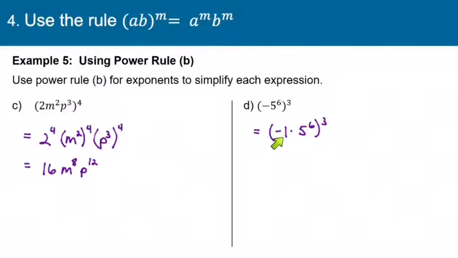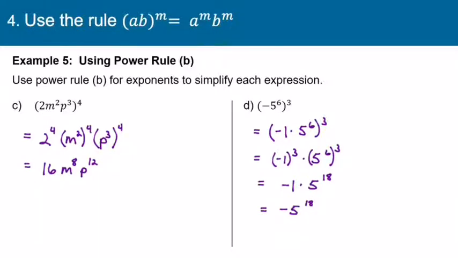So that's going to make negative 1 to the third power times 5 to the 6th to the third power. So negative 1 to the third is just negative 1. And 5 to the 6th, this is a place where we can use power rule A, so that's going to be times 5 to the 18th. And then we can do away with the 1, and we can just write it in the form negative 5 to the 18th.